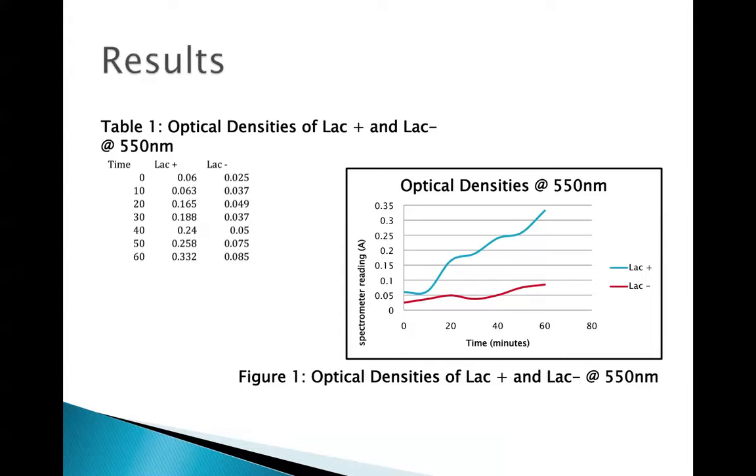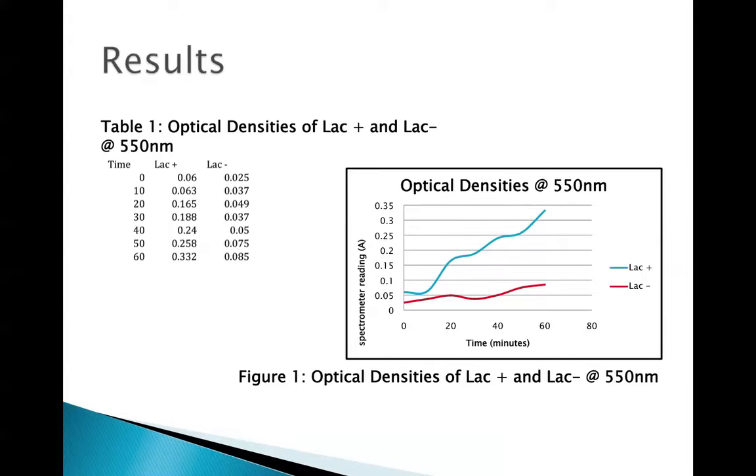So this shows that over time the optical density increases as the bacteria increase their activity. The optical densities were then plotted to be shown graphically, which is in Figure 1, and you can notice that lac positive gradually increases while lac minus stays roughly the same.